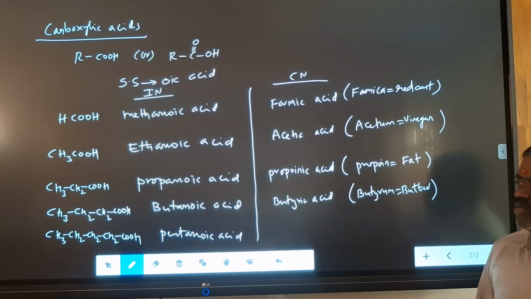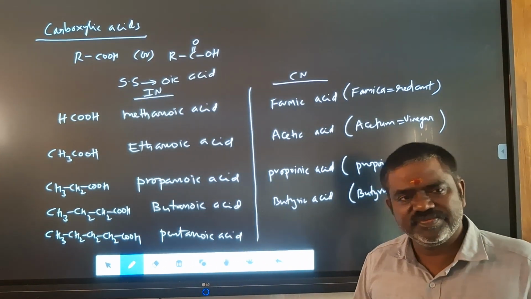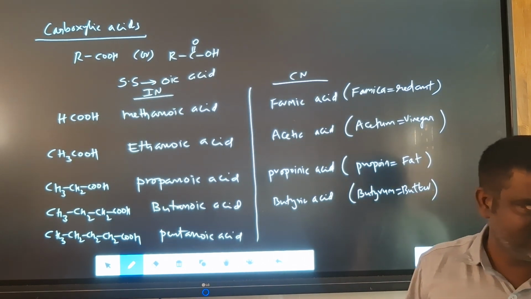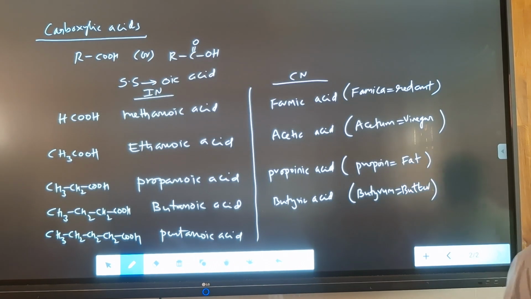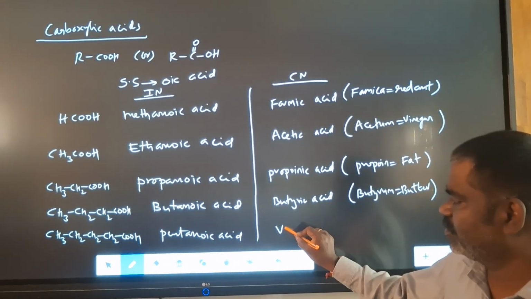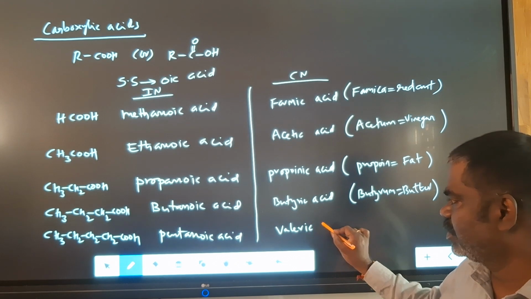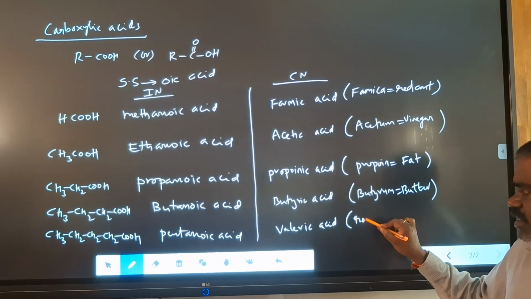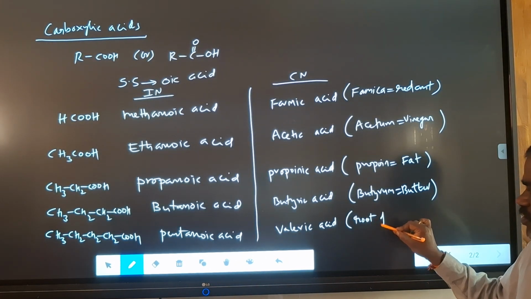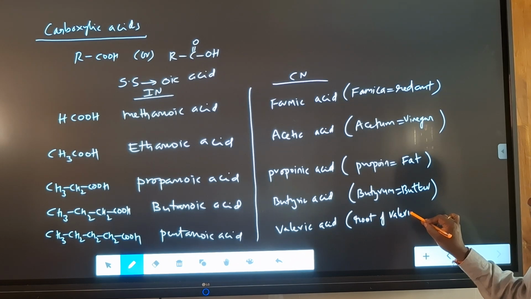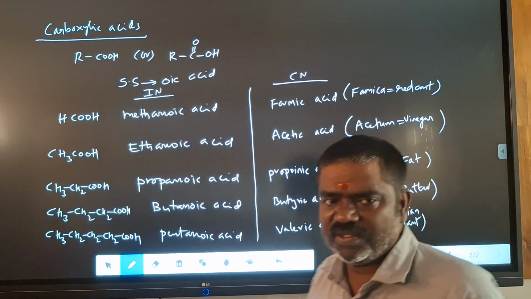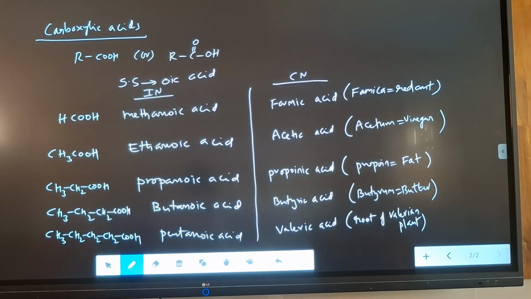And pentanoic acid is obtained from the root of the valerian plant, hence it is called valeric acid. So that is about the common names of these acids. Understood? Write down.